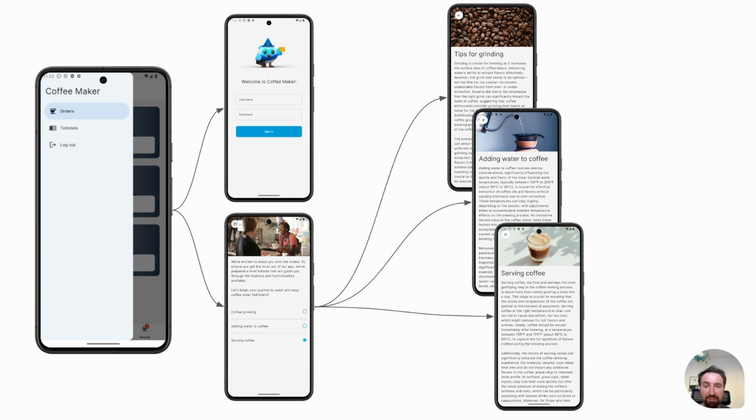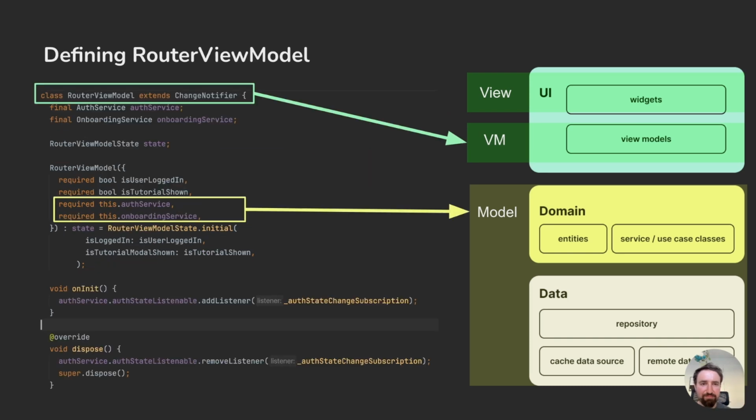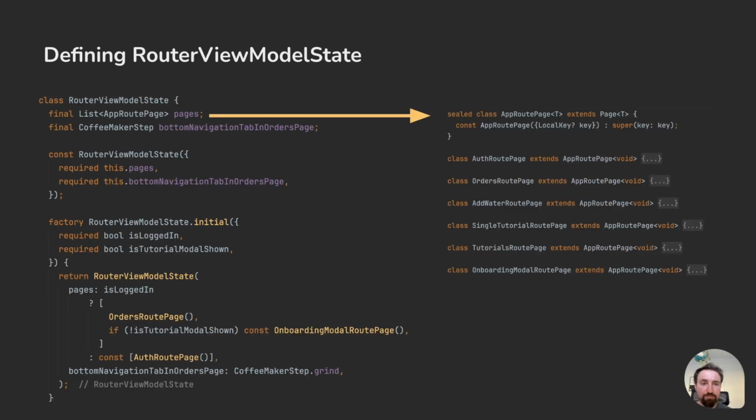and serving the coffee. The MaterialApp widget has the router factory constructor, and this is the easiest way of using Navigator 2 in our app. We create the router view model and mount the change notifier provider just above the MaterialApp. We inject the model into the view model, in this case the auth service and onboarding service. Then we subscribe to the authentication changes in the init method and unsubscribe when the view model is disposed.